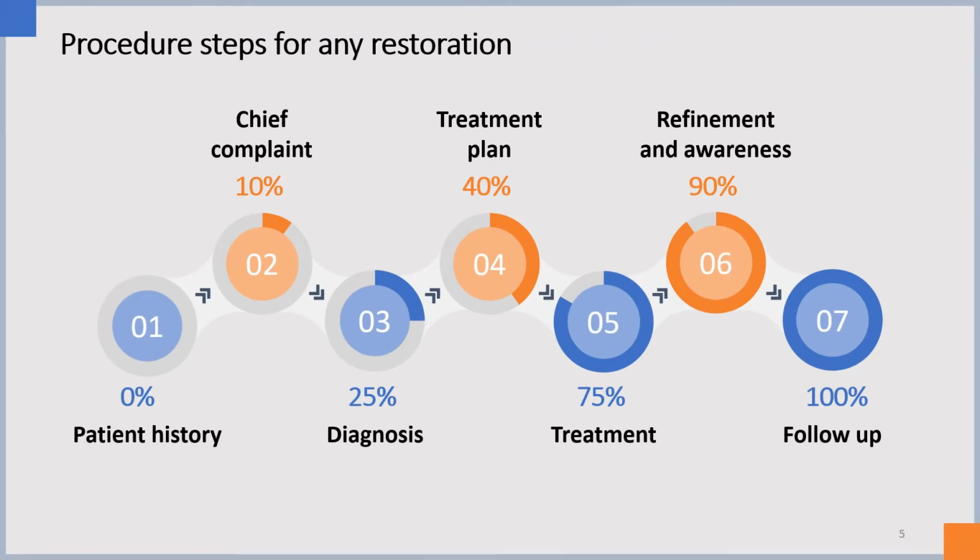Now, the procedures of any restoration follow some steps. First, get a detailed medical history of the patient, then know the patient's chief complaint in order to avoid any unnecessary procedures. Thirdly, proper diagnosis, then a valid treatment plan, and that plan should also be affordable for the patient. The treatment itself, then refinement and awareness, and finally constant follow-up to check and make sure everything is okay.